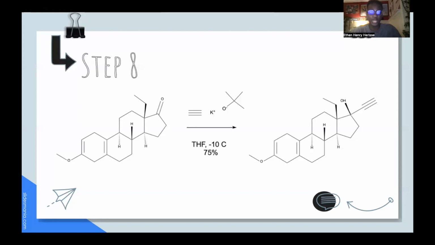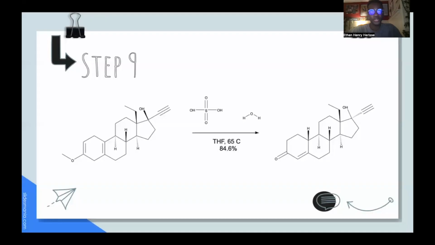Step 8 of the reaction is an alkylation carried out with acetylene and potassium tert-butoxide in THF. The mechanism of this step will be highlighted later, and the yield for this reaction is documented to be 75%. In the final step of the reaction, sulfuric acid is used to create the ketone present in levonorgestrel with a yield of 84.6%.